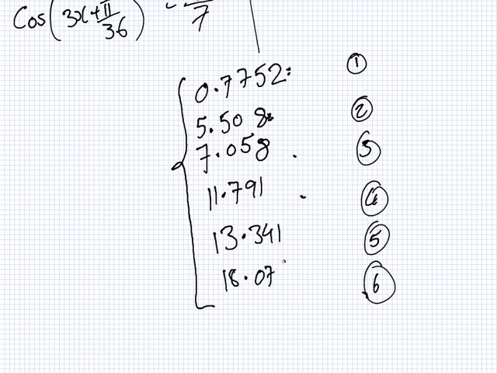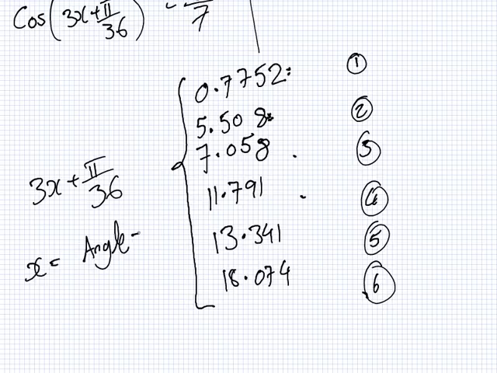18.074. Now is this for x? No. What is this for? 3x plus pi over 36. So if I want the x, it would equal the angle minus pi over 36, all over 3.